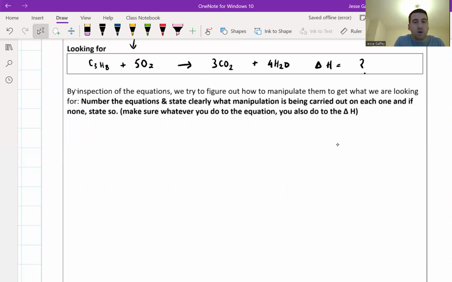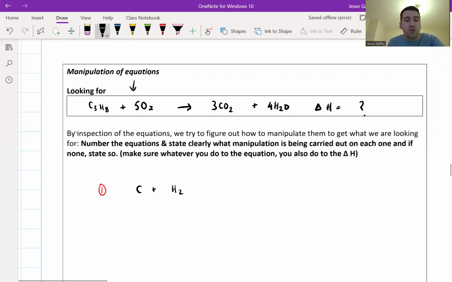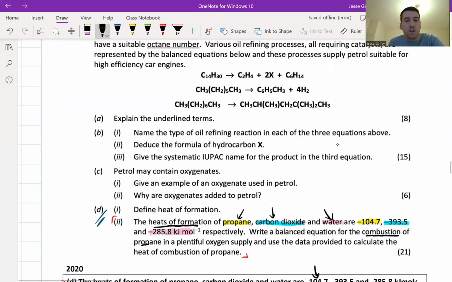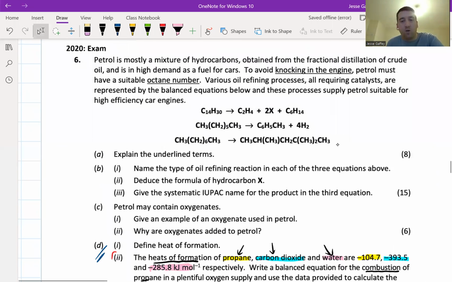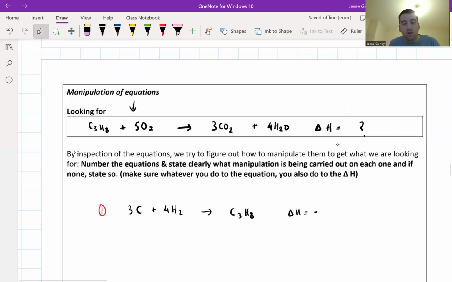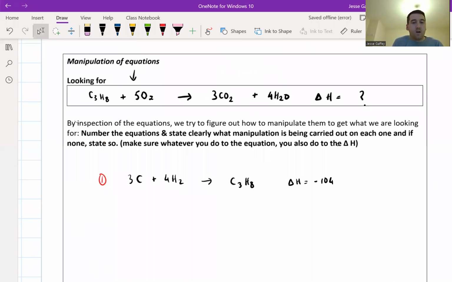I'm going to number them. The first one was C plus H2 to make C3H8, that's 3 and 4, and that was a delta H equal to minus 104.7. Okay.